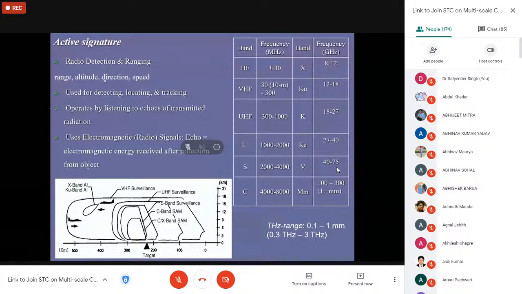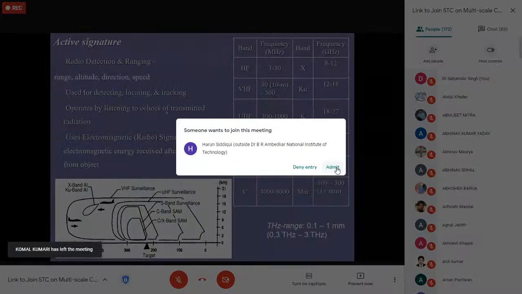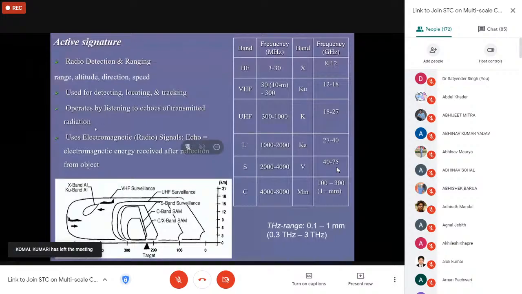Okay, so continuing with this active signature radar, radio detection and ranging, that is to get information on the range, including the altitude, direction and the speed. So this is what is achieved by radar. It is used for detecting, locating and also tracking, because once we have information on the range, altitude, direction, then tracking is possible. And it operates by listening to echoes of transmitted radiation. That is, echoes are the reflection of the transmitted radiation. And it uses the radio signals.